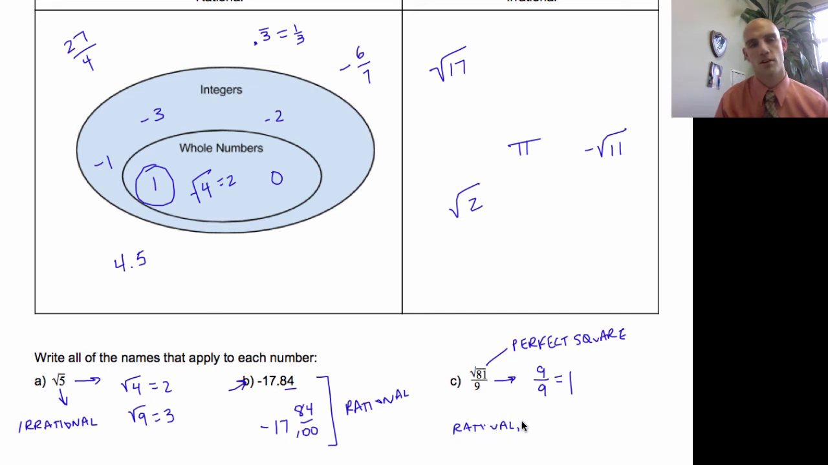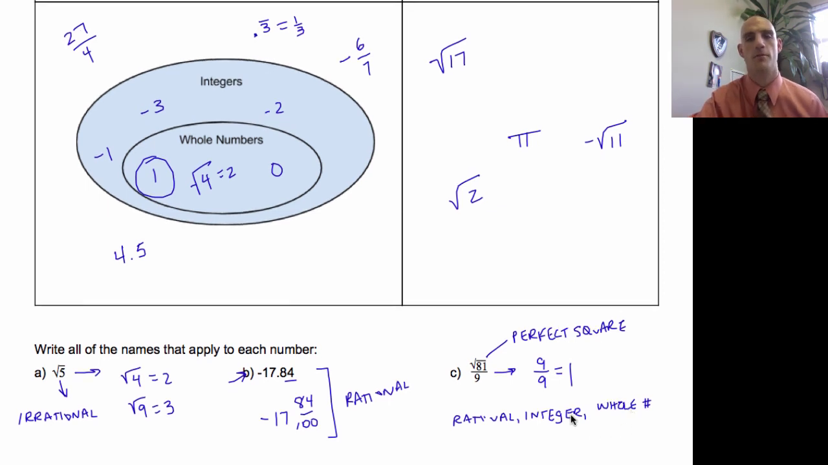It is also an integer. And it's also a whole number. So it falls under all those categories when we're talking about whether it's a whole number, rational number, irrational. So in the real numbers, it's those three things.